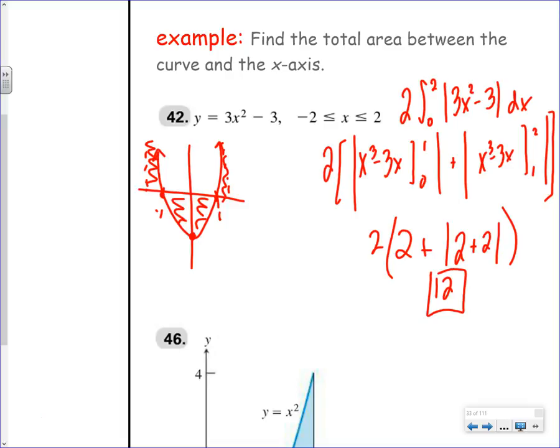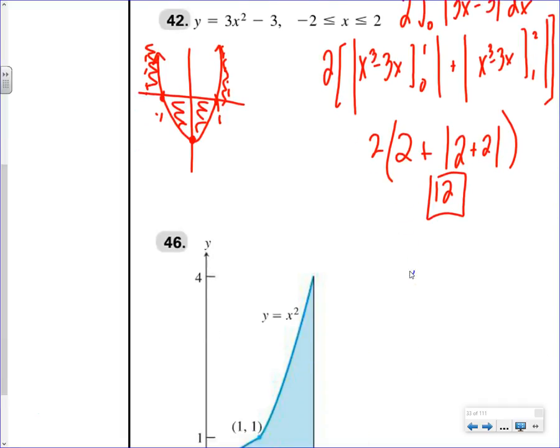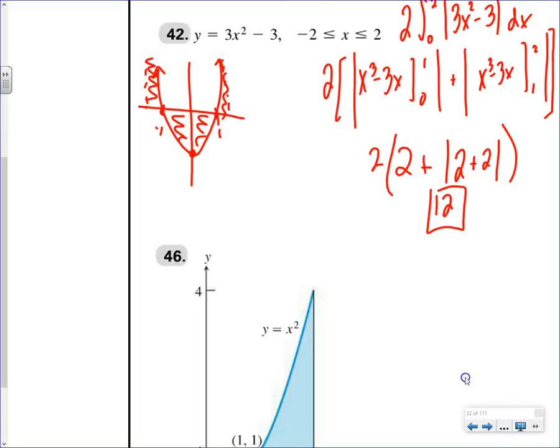Okay, so be careful. Some of the wording, some of the directions you might not totally be ready for. But it's saying total area between. When it says area between, we're not worrying about the positives, the negatives. We're thinking about absolute value. Katrina, you good? Yeah. Okay.